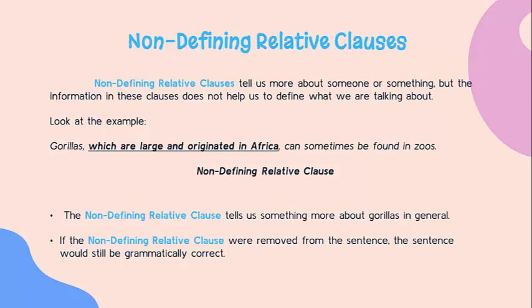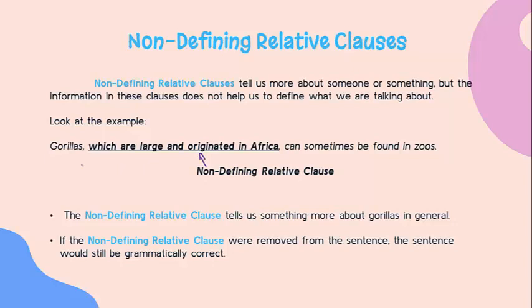Non-defining relative clauses tell us more about someone or something, but the information in these clauses does not help us to define what we're talking about. Look at the example. Gorillas, which are large and originated in Africa, can sometimes be found in zoos. This is a non-defining relative clause.